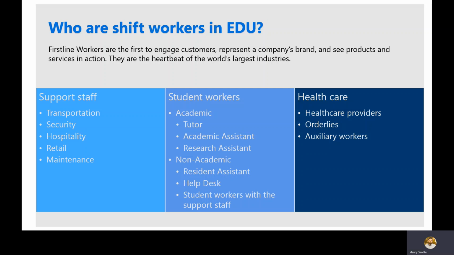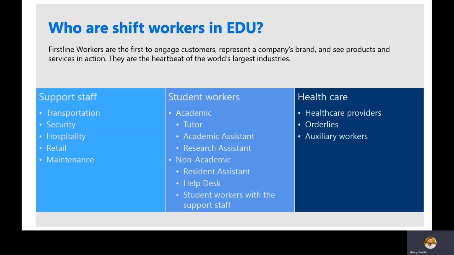Now, how does that translate in education? There are three buckets, if you will, which shift workers or first line workers exist in education. The first bucket is your support staff. So whether you're K-12 or higher education, the transportation workers, the folks that take the students on either a shuttle or on the bus to school or between different campuses. Security for the institution. If you have some sort of hospitality or dining halls associated there as a business, those are shift workers. Retail, as well as the maintenance crew. In higher education, it's generally summed up as auxiliary workers or office of the physical plant type workers.